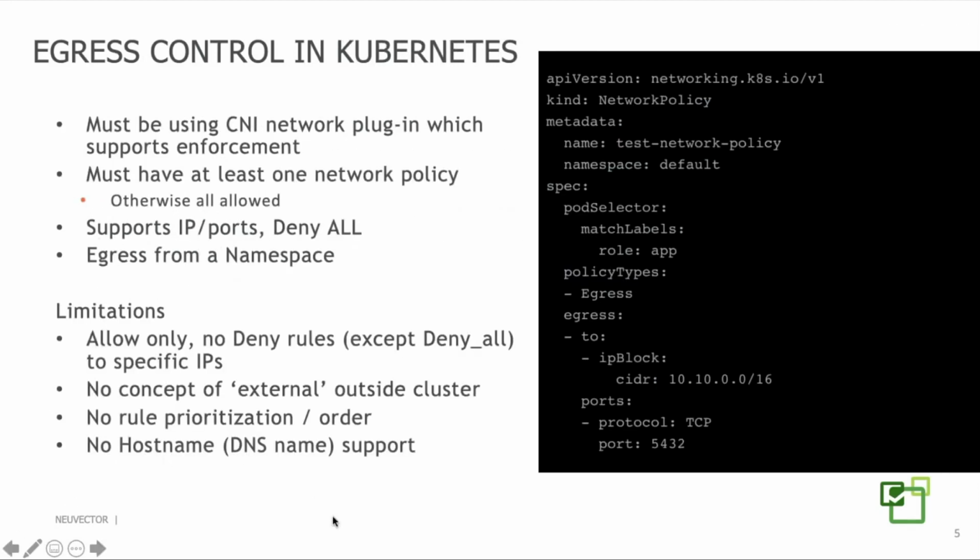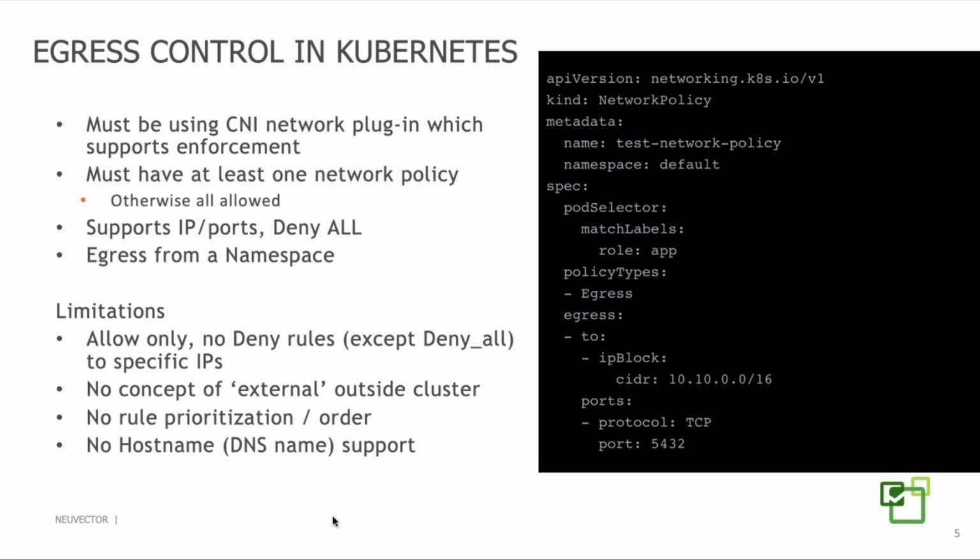Now, before we go on to talk about OpenShift, let's just summarize some of the limitations of Kubernetes egress control. So first of all, you can allow specific egress, but there's no concept of denying access to something specific. So allow everything except to Google, for example. There's no concept of external, outside of the cluster. So as you saw, you have to specifically allow connections within the namespace or outside of the namespace, but then separately to external services like Google.